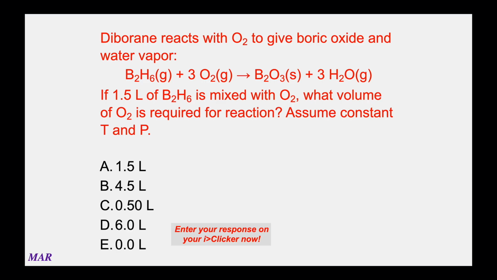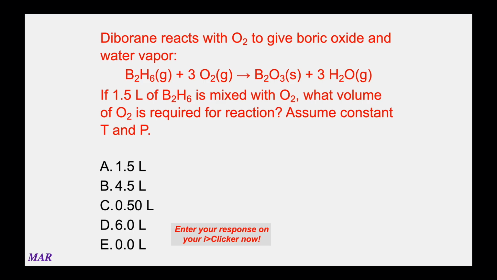Okay, I'm assuming you've worked on the problem and you want to discuss the answer, so without further ado, let's do it. Instead of liters of diborane, let's assume that this question said if 1.5 moles of diborane is mixed with oxygen, how many moles of O2 would you need? Well, in the old days, we would have seen that there's a 1 mole B2H6 to 3 moles O2 ratio. So if we had 1.5 moles, we would multiply 1.5 moles by a 3/1 ratio. That converts moles of diborane to moles of oxygen, and 1.5 times 3 would be 4.5 moles.